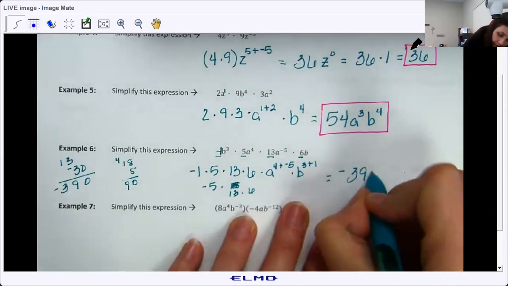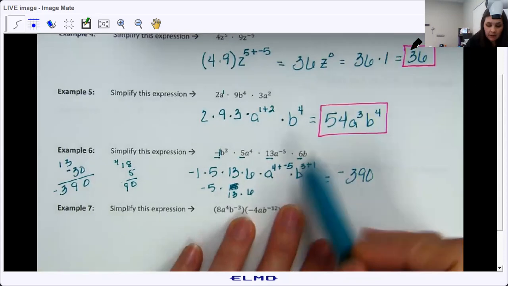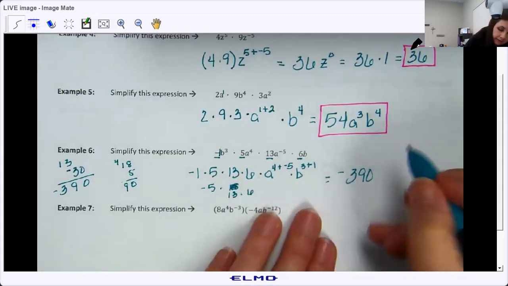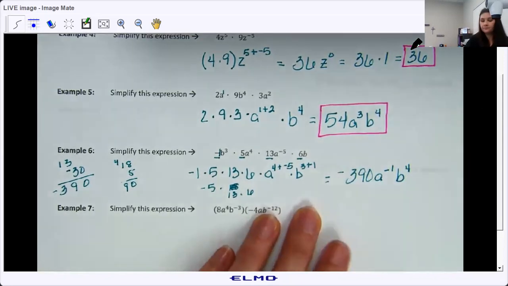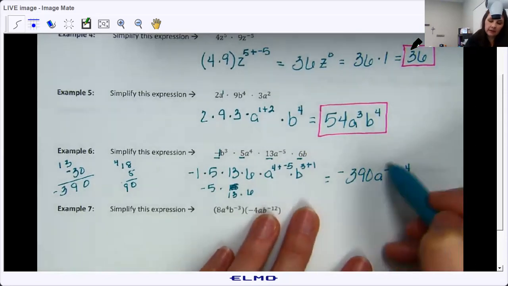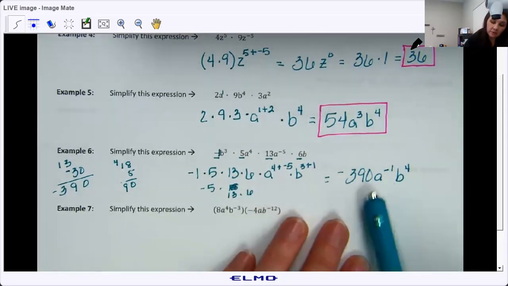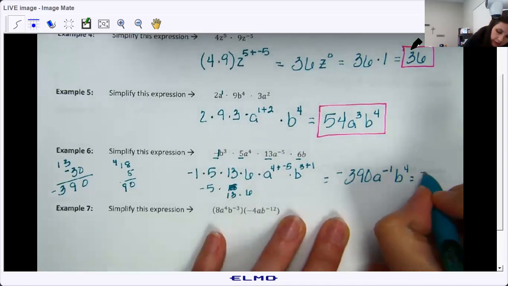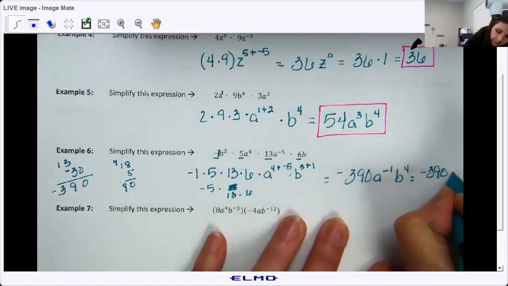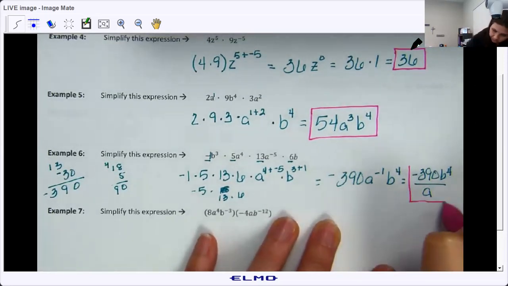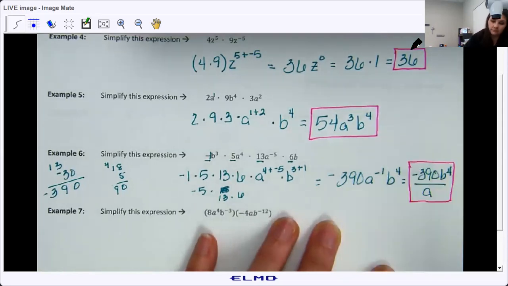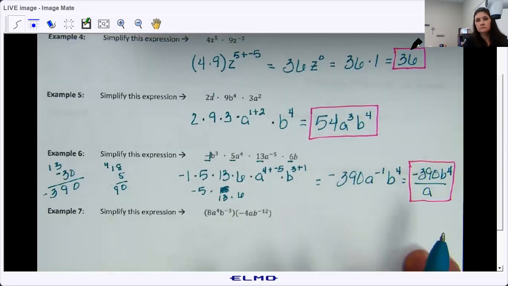Okay. Negative 390. And then my A, 4 plus a negative 5 is a negative 1. And then b to the 4th power. Now since we have a negative exponent, we're going to take this one and move it to the bottom. So we have negative 390 b to the 4th over a. Okay, that kind of confused.